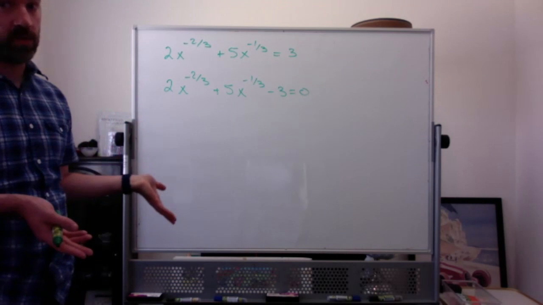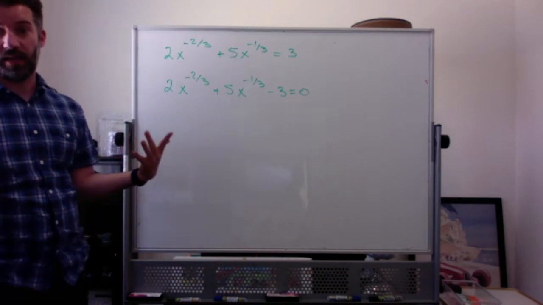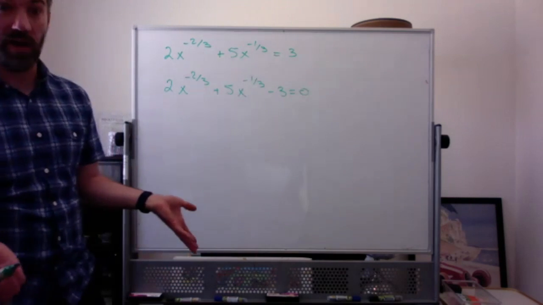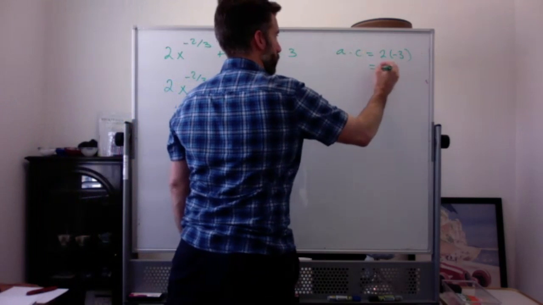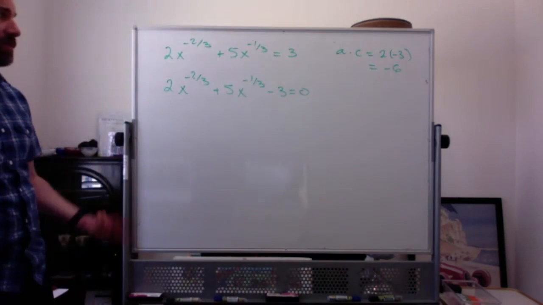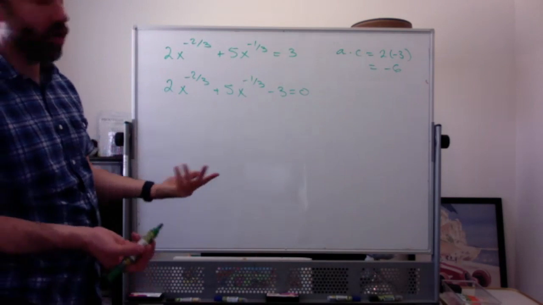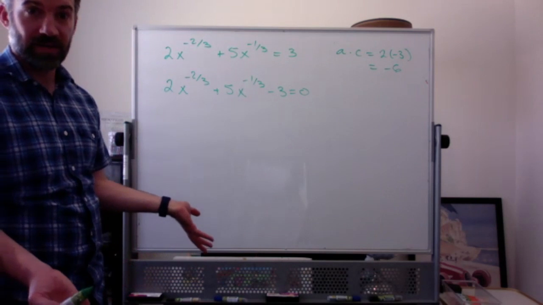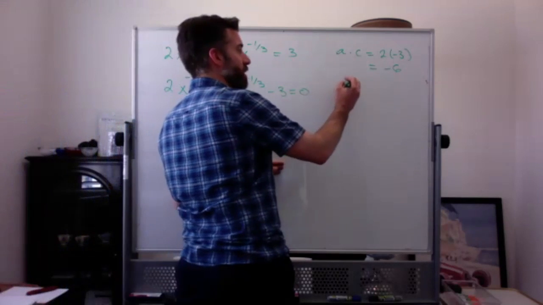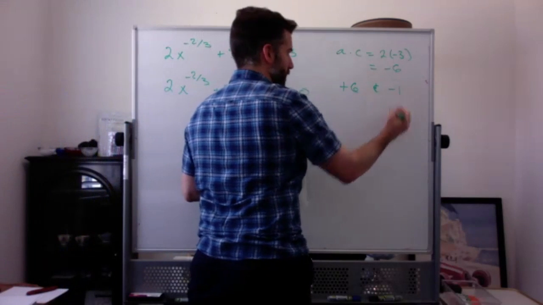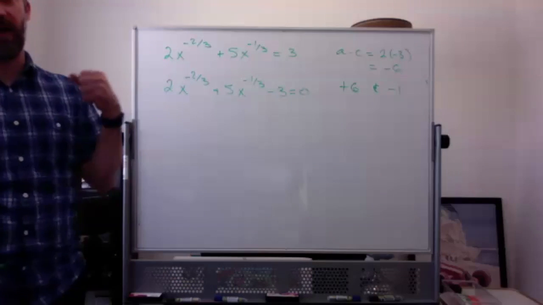Personally, I'm going to do what we've been doing. This one's a little more complicated because I have a 2 here instead of a 1, so I have to use the method of factoring by grouping anyway. a times c is 2 times negative 3, which is negative 6. I'm looking for numbers that multiply to negative 6 and add up to 5, which I always feel like I'm going to blow when I do this. So let's be careful. My numbers are going to have to be positive 6 and negative 1.